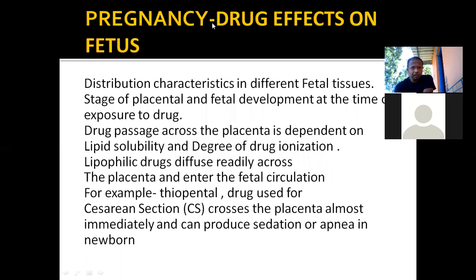Coming to pregnancy drug effects on the fetus, highly lipid soluble drugs, for example thiopental sodium, if used in case of pregnancy, the baby may go into apnea and so on.